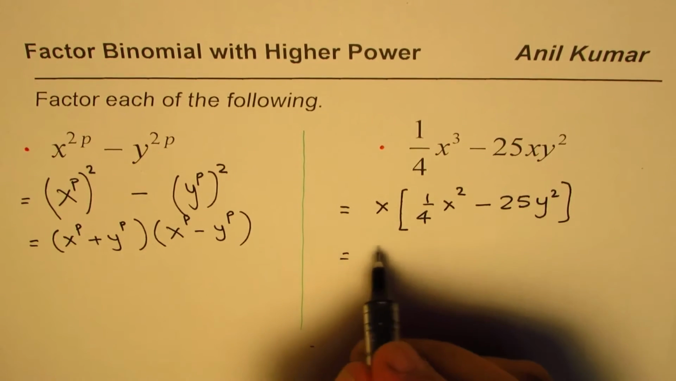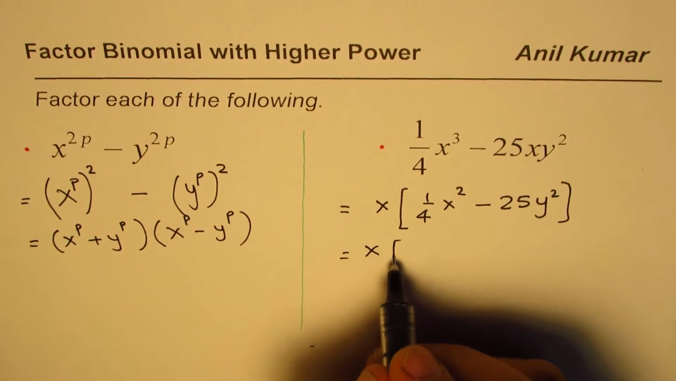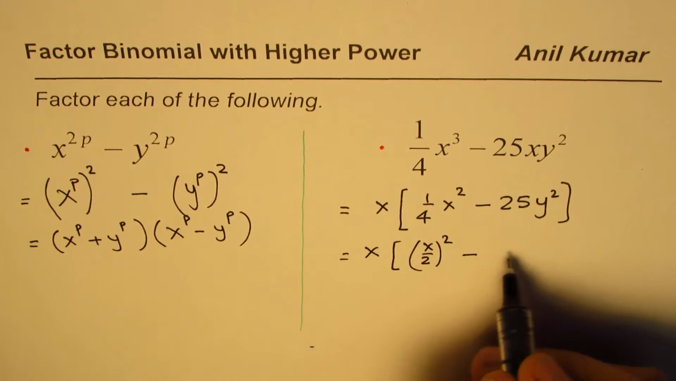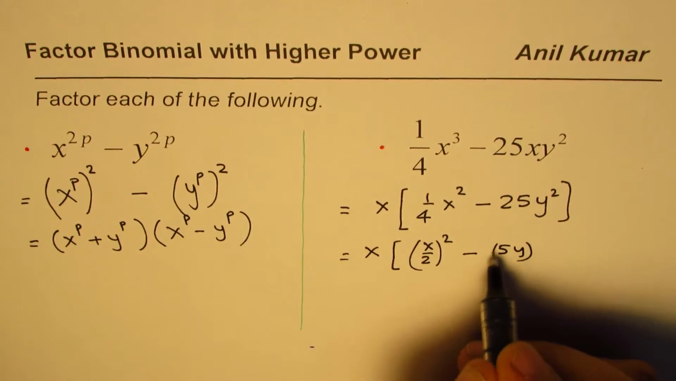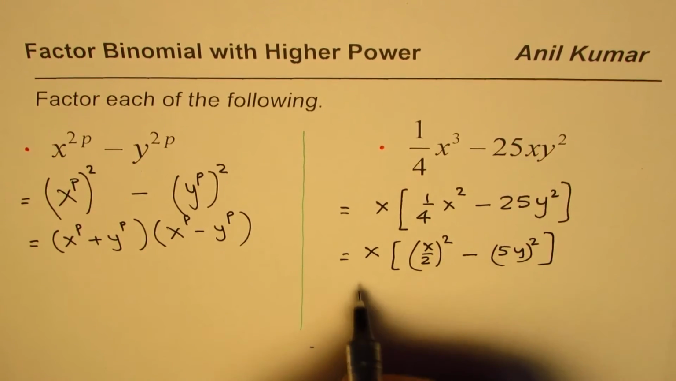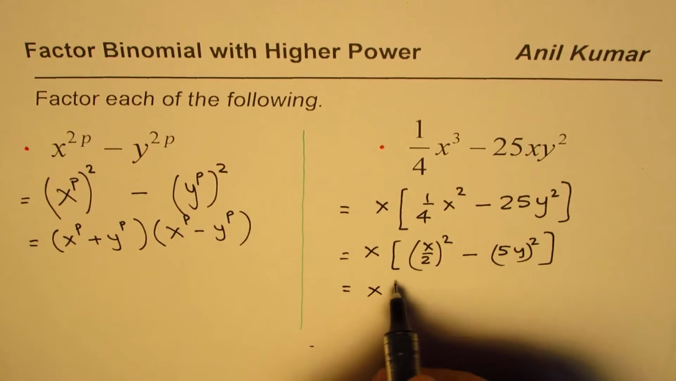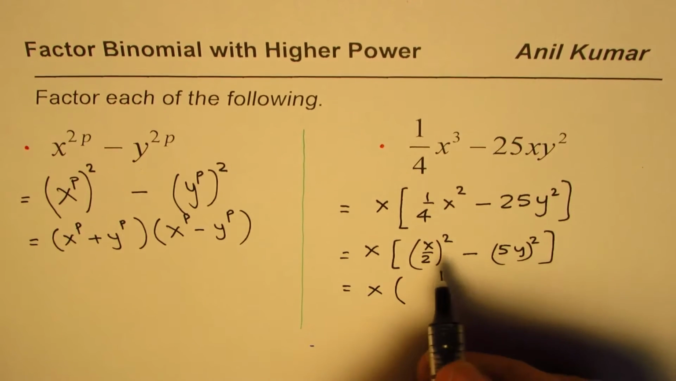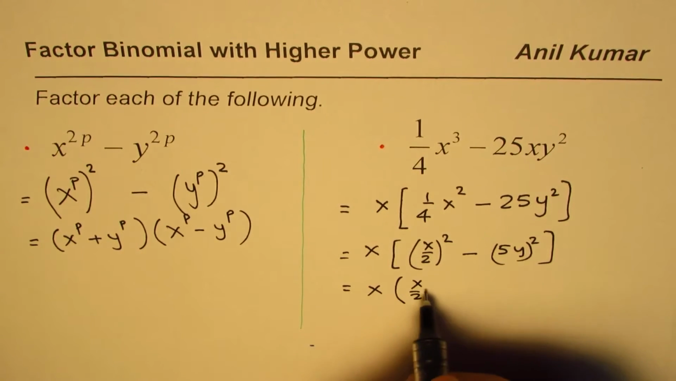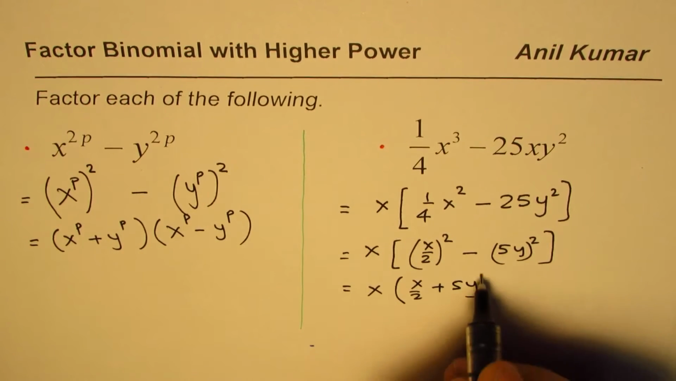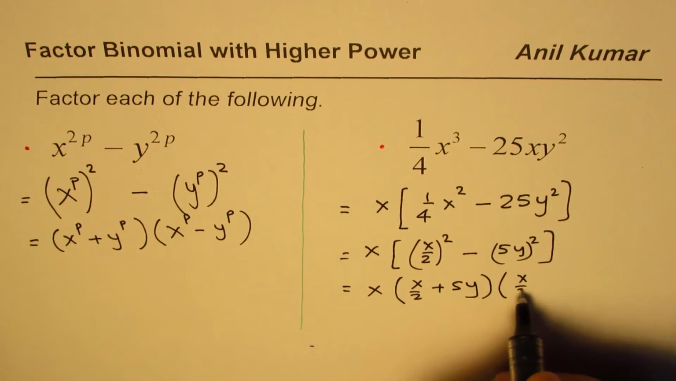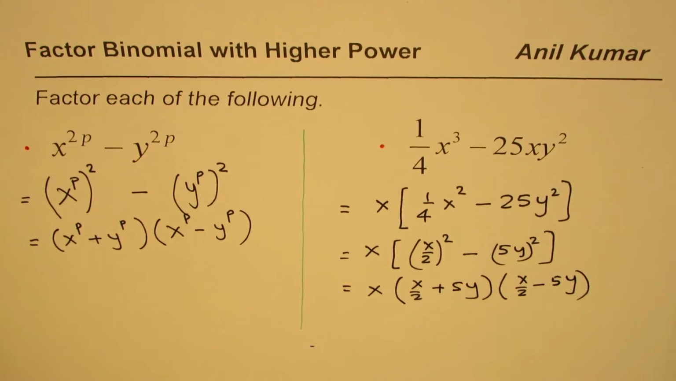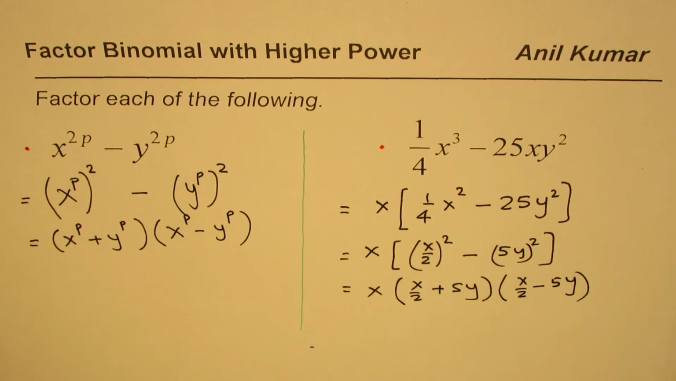Now these are perfect squares, right? So we could write this as x over 2 whole squared minus 5y whole squared. Do you get it? So now we have a difference of squares, and that could be factored as the product of their sum and difference, right? So we have x over 2 plus 5y times x over 2 minus 5y. So that is how you can factor this particular question.